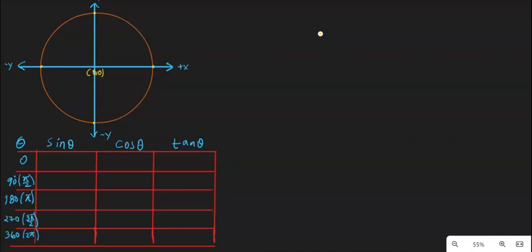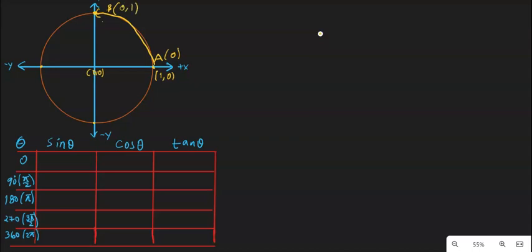In a unit circle, we can see that point A is 0 degrees, and at 0 degrees the sine value is 0 and the cosine value is 1, which means the coordinate is 1 and 0. At pi over 2, which is 90 degrees, let's say this is point B, the sine value is 1 because sine 90 is 1, and the cosine value is 0 because cosine of 90 degrees is 0.